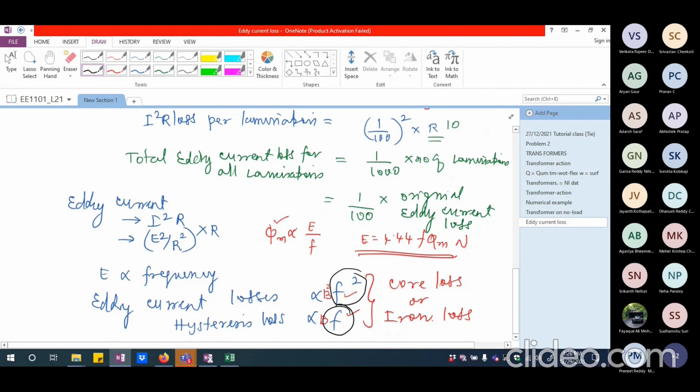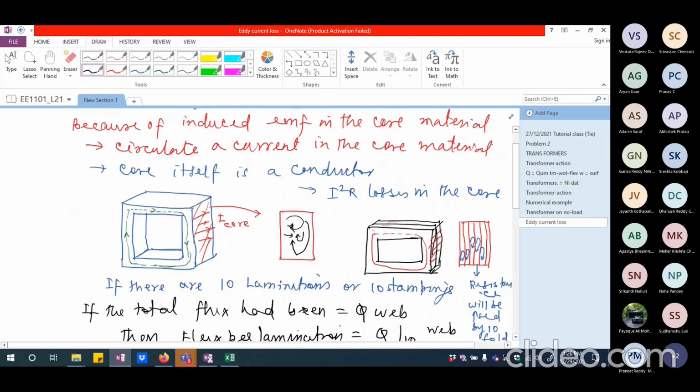So if I know the total iron losses at different frequencies, I'd be able to segregate what is the value of eddy current loss and what is the value of hysteresis loss. I would be able to bifurcate those losses properly, provided I know the iron losses of the transformer at different values of frequencies. Okay. So eddy current loss is minimized in a transformer by laminating the core. When I laminate the core, I would be able to reduce eddy current losses.